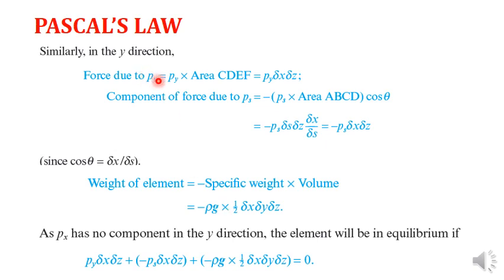The first force is Py delta x delta z, which you can write over here. The second one is minus Ps delta x delta z, that is caused by the vertical component of the normal force applied on the normal plane. So this term is added over here, and then finally the weight of the element is added. And if you need to simplify this equation, in the next slide.